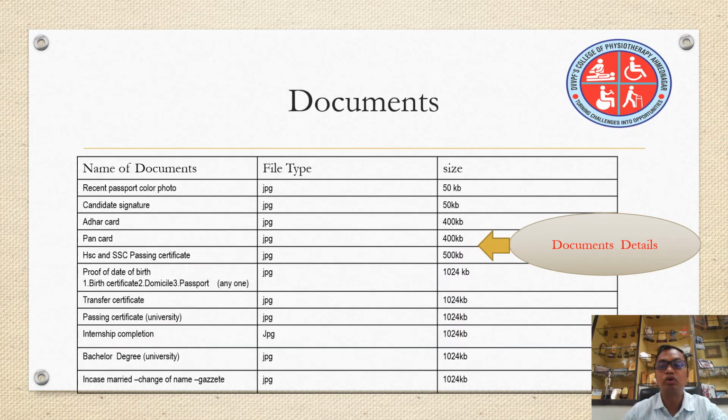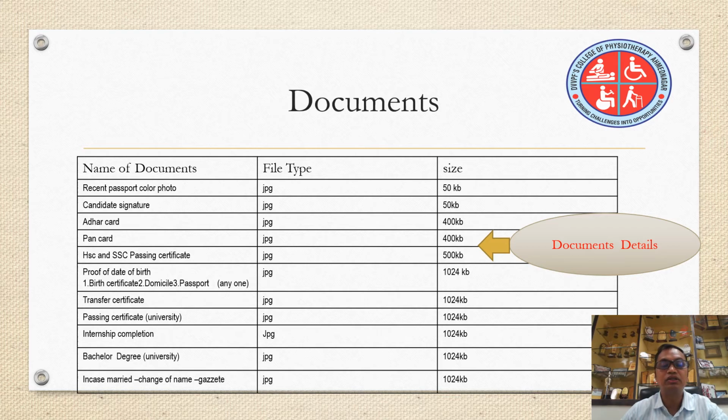Now what are the documents? I tried my level best to list all the documents in detail, what type of document it should be and what the size should be. A recent passport color photo should be in JPG format and 50 KB. Then you need the candidate signature. The signature should match during verification, and should not change at the time of filling this form. This is also in JPG format and 50 KB.